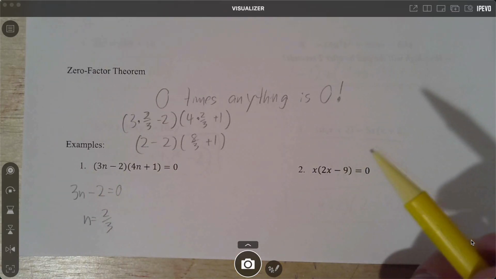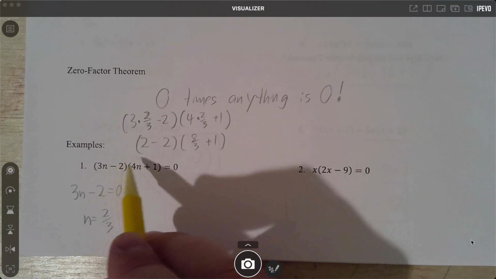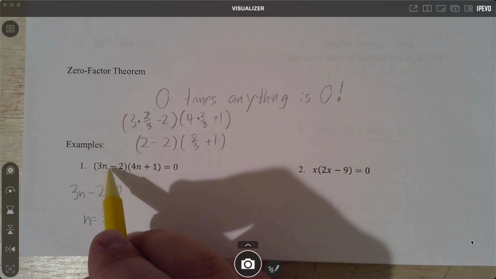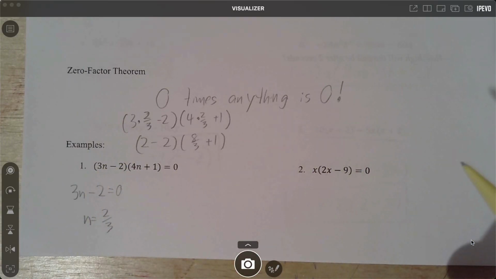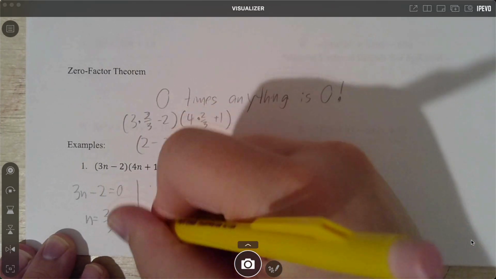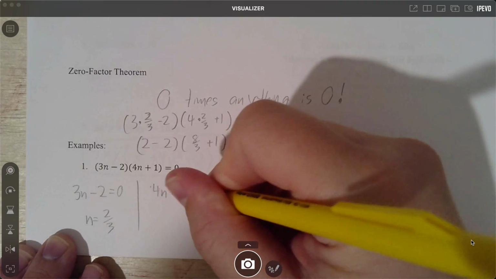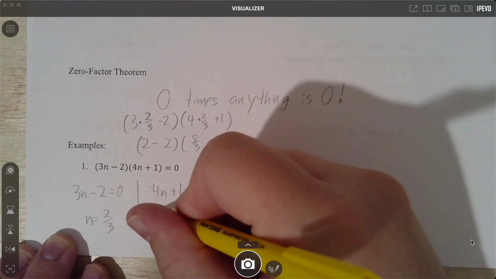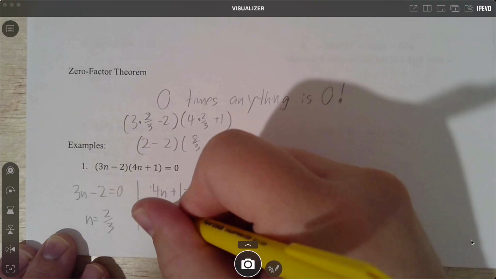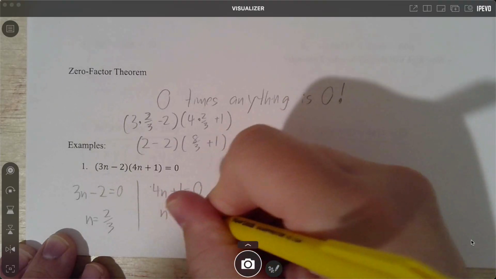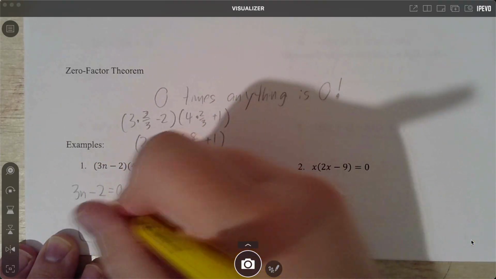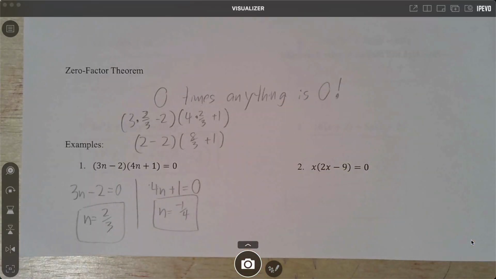That's why we call it the zero factor theorem. If you've factored something down, then if it makes one factor 0, it makes the whole thing 0, because factors multiply together. Okay, but that means there's more than one answer to this, because what if the second parentheses was the one that was equal to 0? Well, then I would subtract 1 and divide by 4 to isolate n, and I get negative 1/4. And so both of these are my answers, 2/3 and negative 1/4.